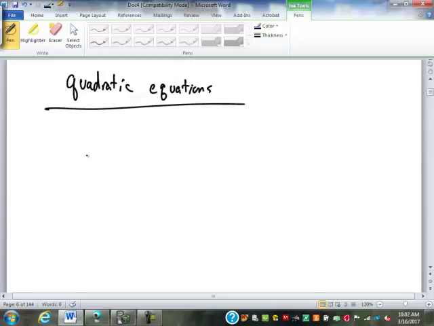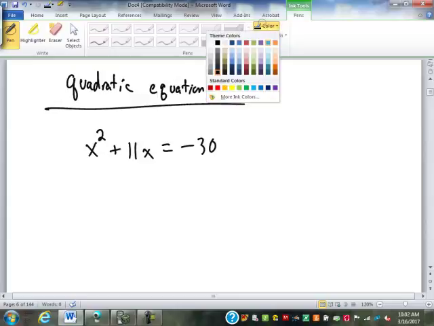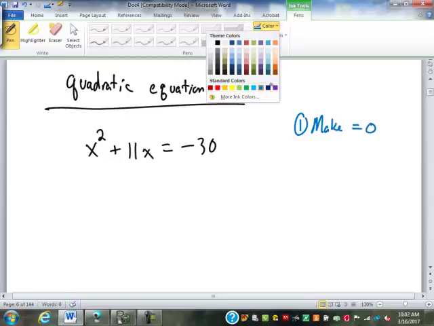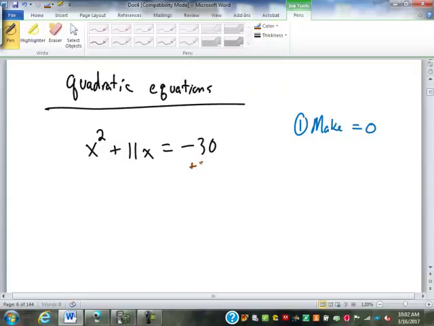And for example, we might have an equation like x squared plus 11x equals negative 30. In a quadratic equation, we can't get the x by itself because the x appears twice. There's an x squared and an x. So to solve it, what we do is make it equal to 0. So I have this negative 30 over here. I'm going to add 30 to get rid of that.